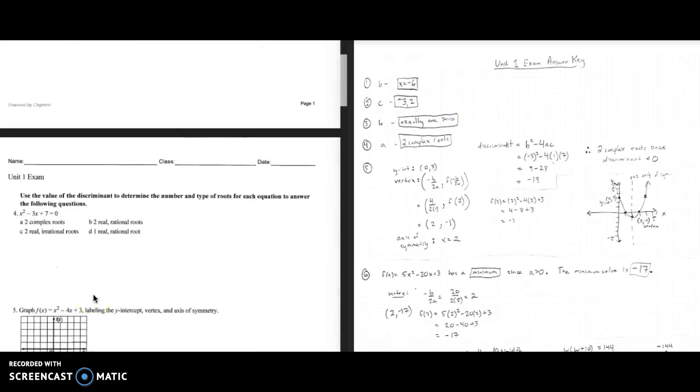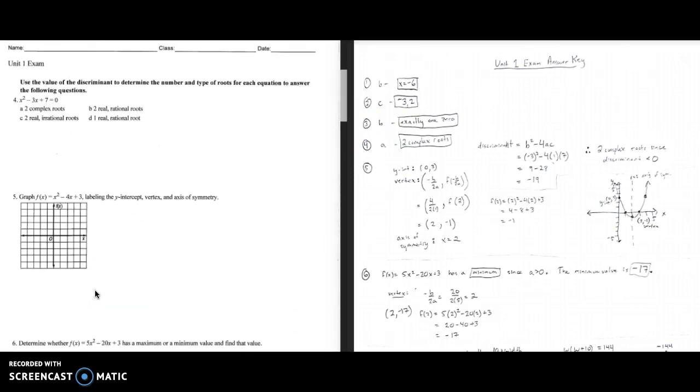Okay, moving on to number 4. Number 4 says, use the value of the discriminant to determine the number and type of roots for each equation to answer the following questions. We have an equation in standard form. The discriminant is b squared minus 4ac. I did some work over here. You can see that I plugged in the values. I got -19. And from the notes, if you get a negative value on the discriminant, it means you have 2 complex roots. So our answer for number 4 is A.